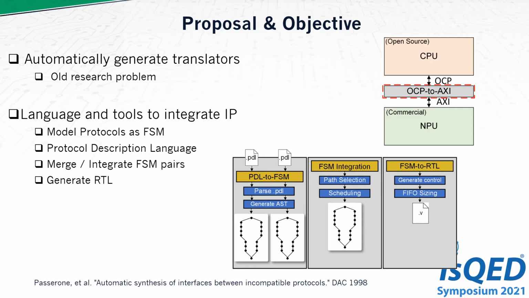A high-level view of this tool flow is shown in the bottom right that we will detail over the course of this presentation. First, we create a language for modeling protocols called protocol description language. Next, we describe protocols in this language and create data structures in the form of finite state machines modeling their behavior. Then, we create a unified FSM which models the integration of the two protocols. And finally, we generate RTL that serves as the translator.